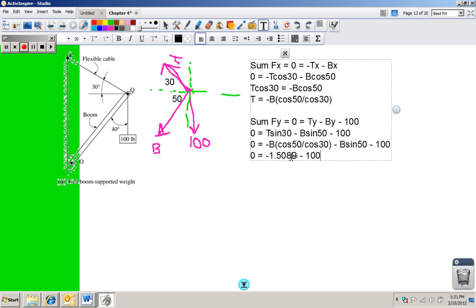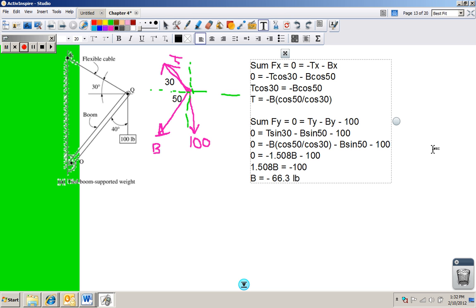So if I have a negative number on both sides, I need to move one to the other side. I'll move the B to the other side. 1.508 B is equal to negative 100. I divide both sides by 1.508 to get negative 66.3 pounds.